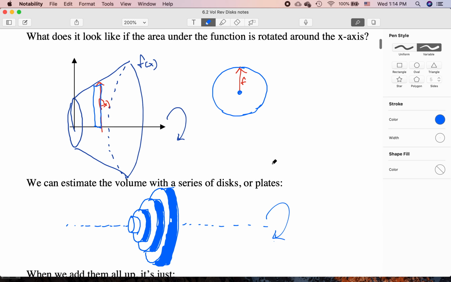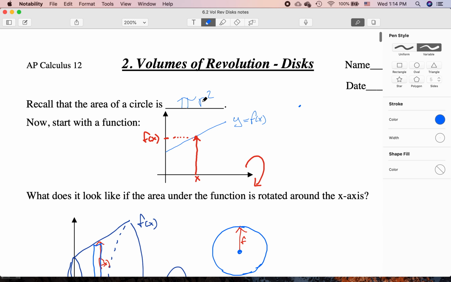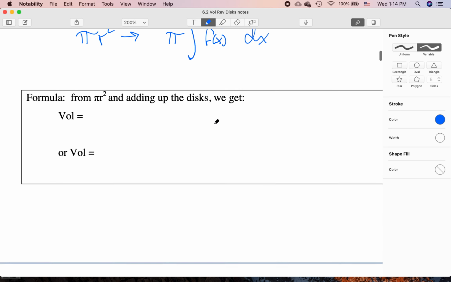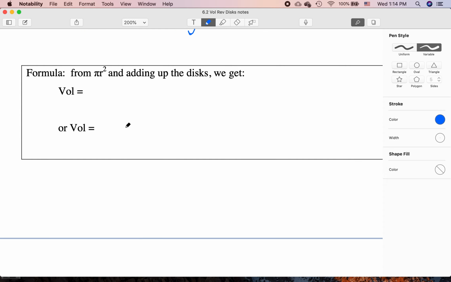Why is it times pi? Well, because pi was originally here as pi r squared, because we're doing it in a circular method. So this is really going to be it. Here's our volume. It's pi, the integral from a to b, f of x squared dx, if I'm going around the x-axis, right? If I'm spinning around the x-axis. In other words, if everything's a function of x.